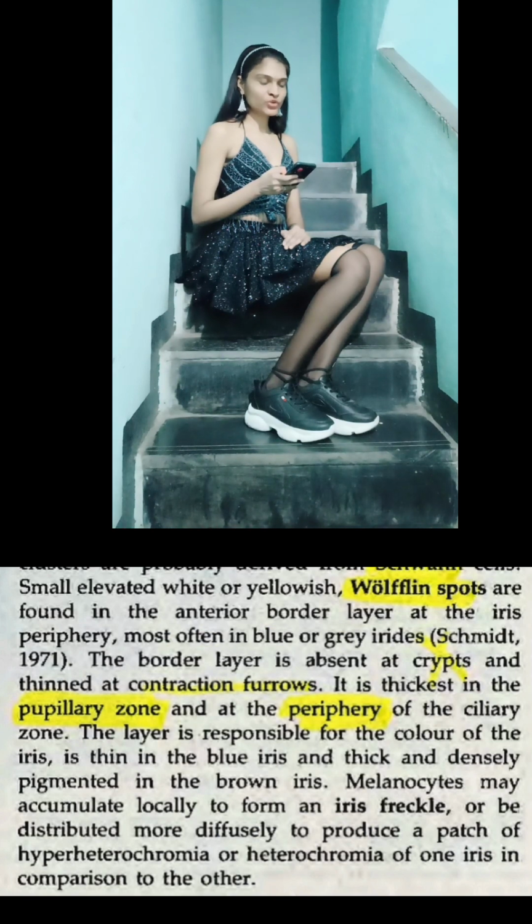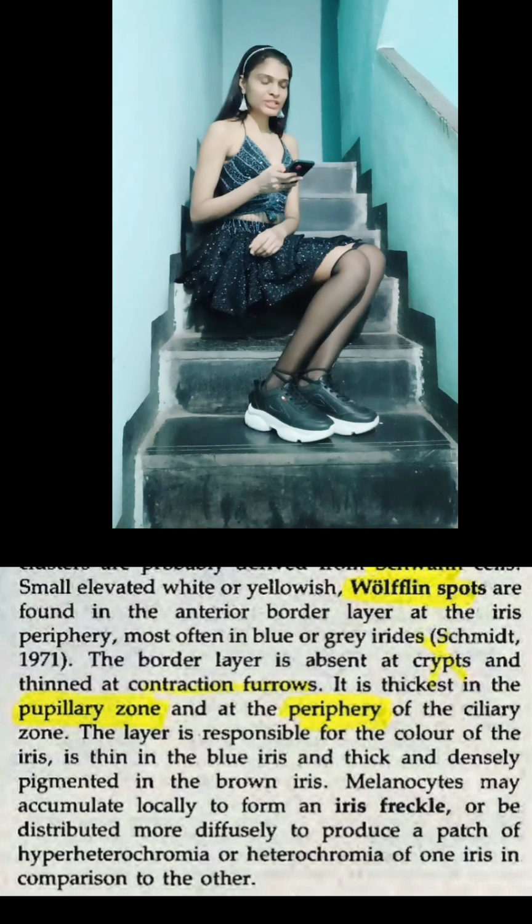Small elevated white or yellowish Wölfflin spots, W-O-L-F-F-L-I-N, are found in the anterior border layer at the iris periphery. Wölfflin spots are small, elevated, white and yellowish, found in the anterior border layer at the iris periphery, most often in blue and gray irides. So Wölfflin spots are present at the periphery of the iris, anterior border layer, but in the blue and gray irides.